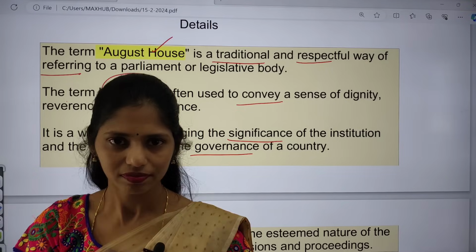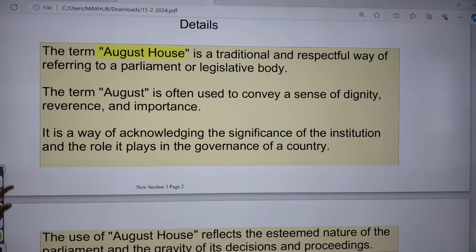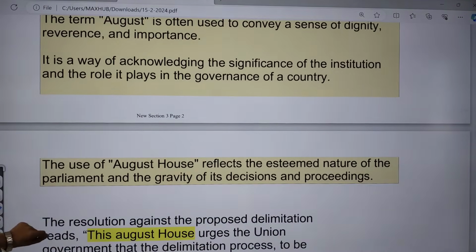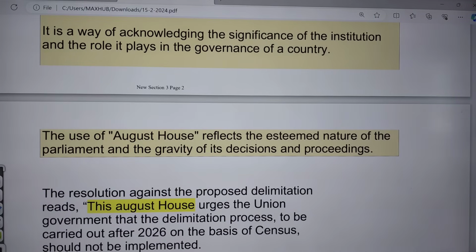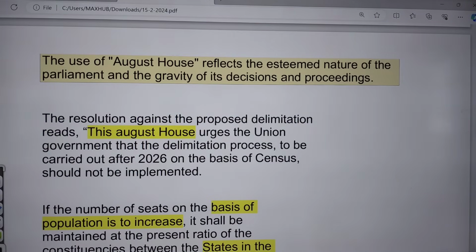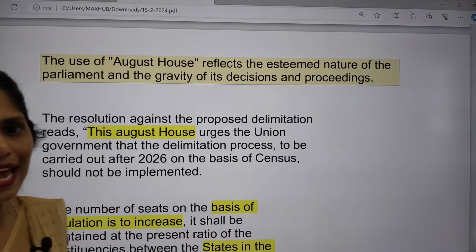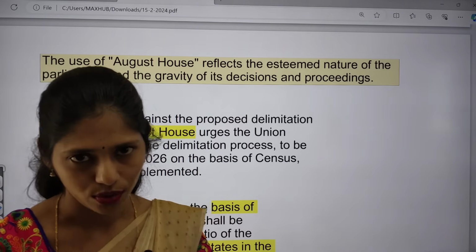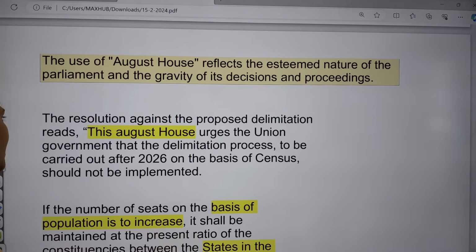Yes or no? Obviously, right? So the use of the term August House reflects the esteemed nature of parliament, and also speaks of the decisions as well as the proceedings which go on in the house. So this is the meaning of August House.